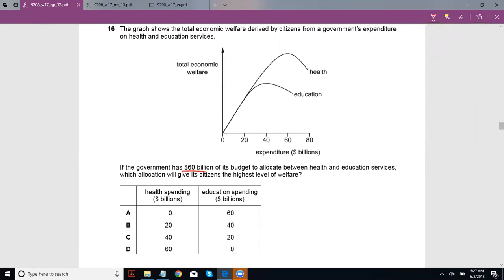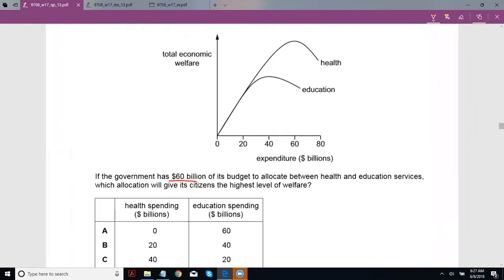Let's say it goes all out on healthcare. Now this would be easier if I had a scale, but I want to look at the maximum points for healthcare and for education. For healthcare, your maximum point obviously is where your curve turns. So the maximum point for healthcare is more or less 60. So you can spend 60 and it will still keep increasing. The maximum point for education is this, somewhere around this.